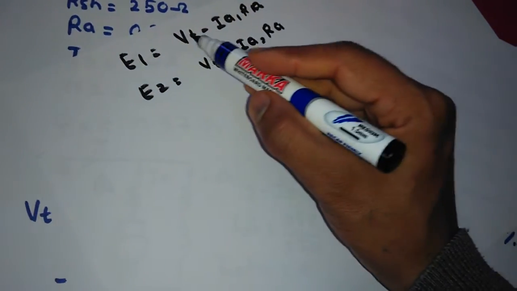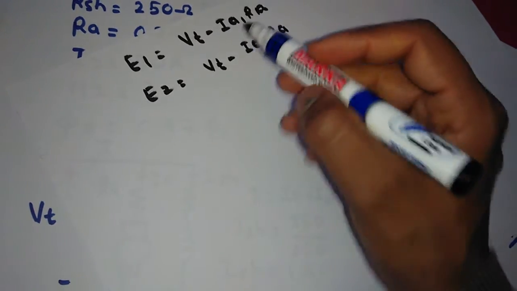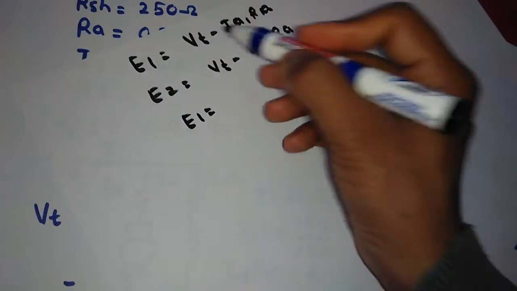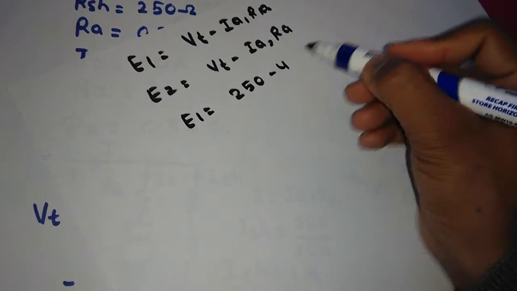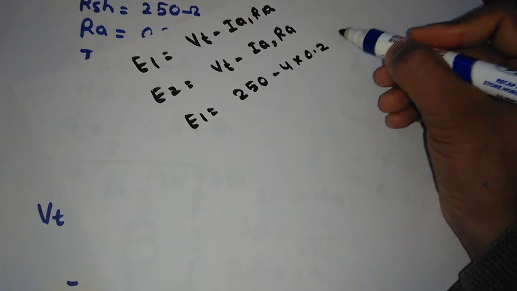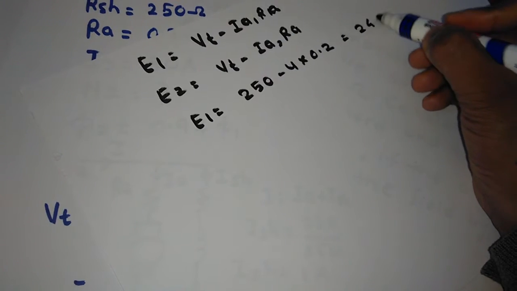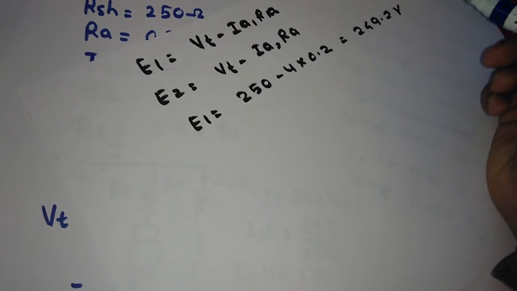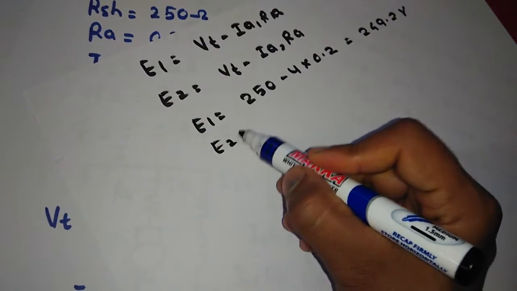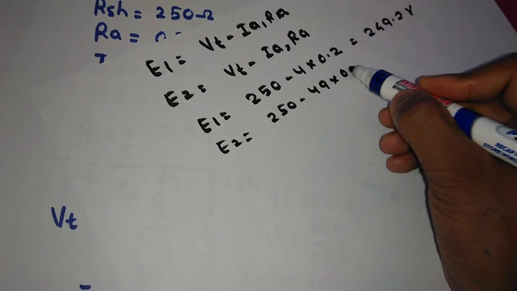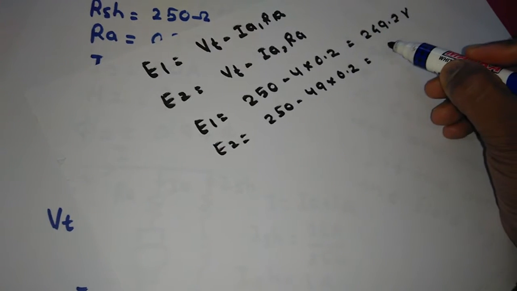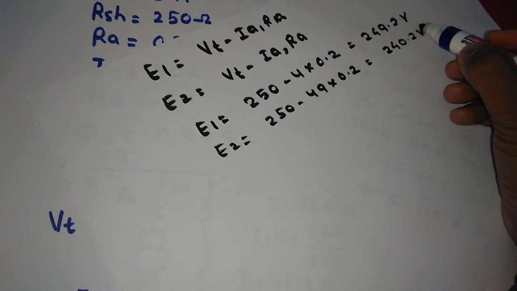So now we will put in the values. First we get E1 is equal to Vt, which is 250 volt, minus 4 ampere into 0.2. So that value we get here is 249.2 volt. And in the next case we get E2 is equal to 250 minus 49 into 0.2, which is equal to 240.2 volt.